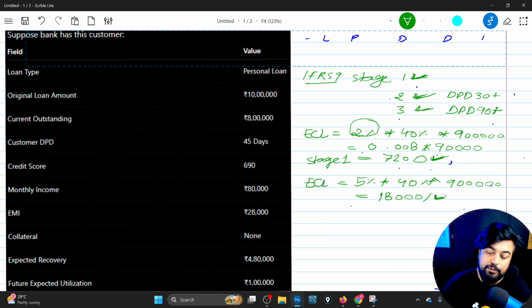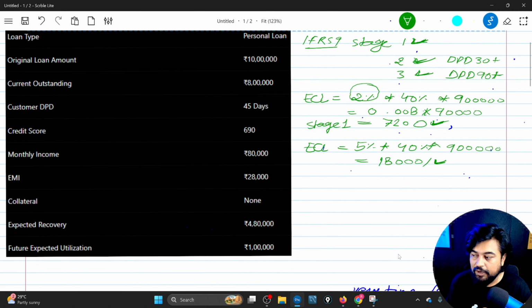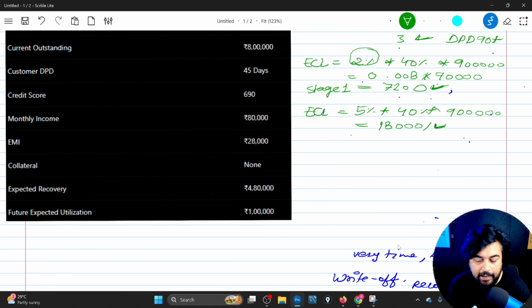Now the bank needs to keep a bigger provision. So you can notice how provision increases sharply when the customer riskiness is increasing over a period of time. That's the main goal of IFRS 9. That's where this model helps the bank to calculate all these values so that the bank can keep that cushion if something bad happens.